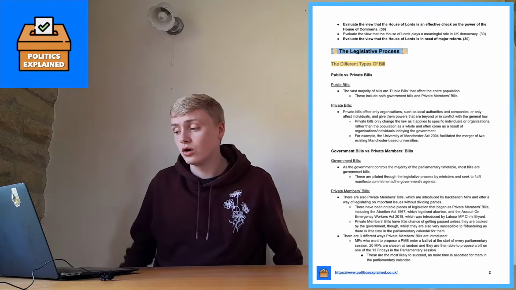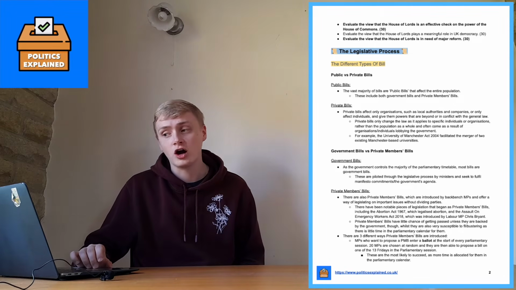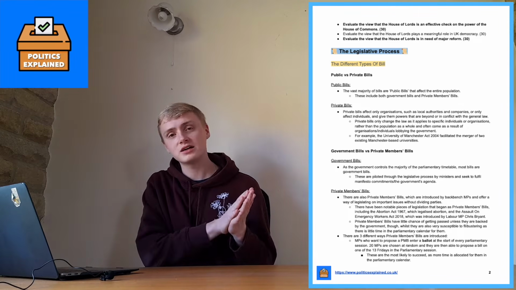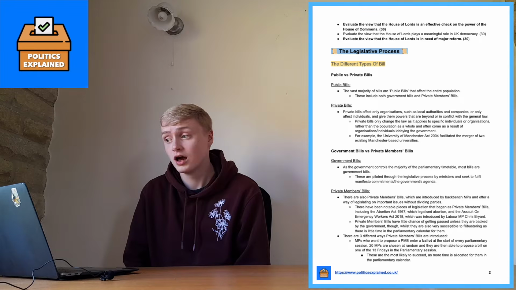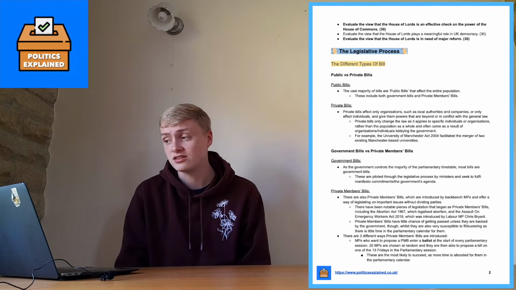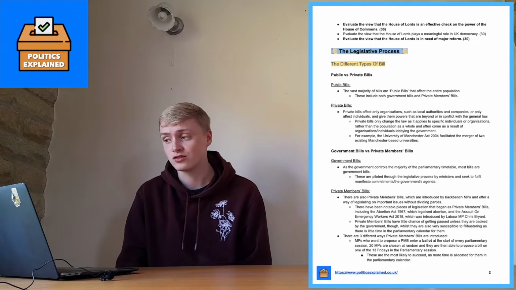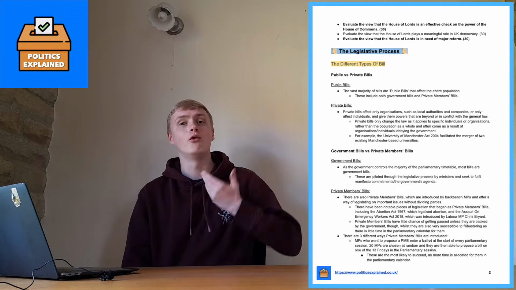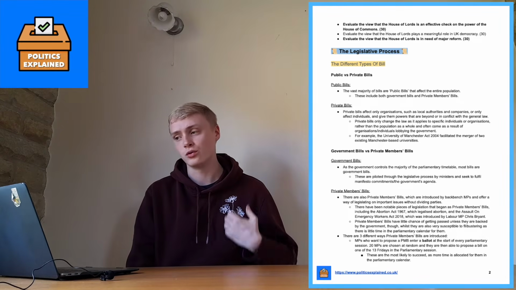But now going on to the content, starting off with the legislative process and the different types of bills. The first key way to divide up bills is public versus private bills. Public bills are the vast majority of bills, and they're bills that affect the entire population, including both government bills and private members' bills. And just to clarify, bills are effectively laws before they get voted on, right? Before they become laws. So they're proposed laws.